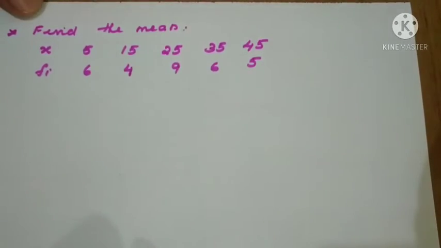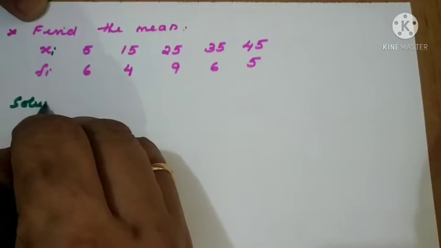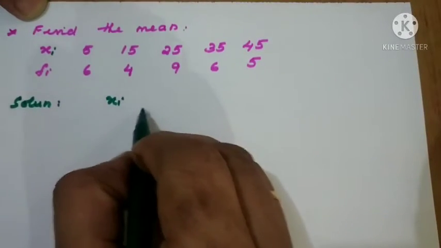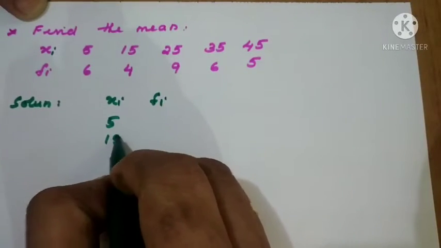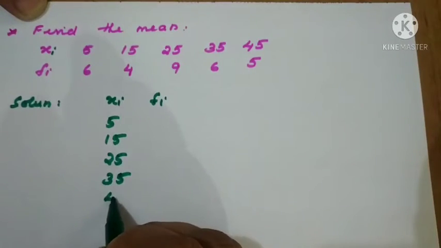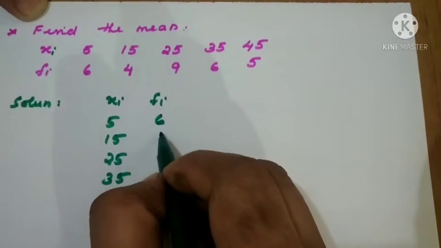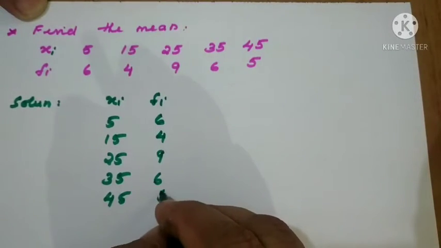Find the mean. Xi we should write 5, 15, 25, 35, 45. Now fi is 6, 4, 9, 6, 5. So solution: xi and fi. So 5, 15, 25, 35, 45, and 6, 4, 9, 6 and 5.